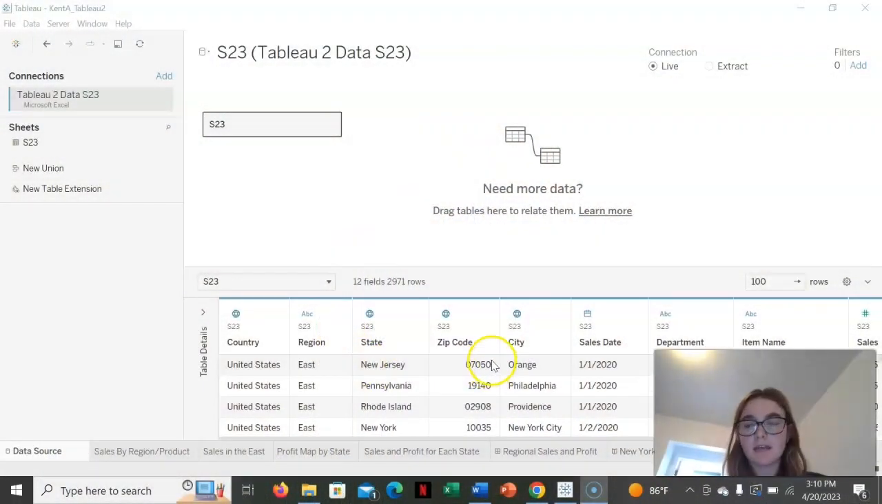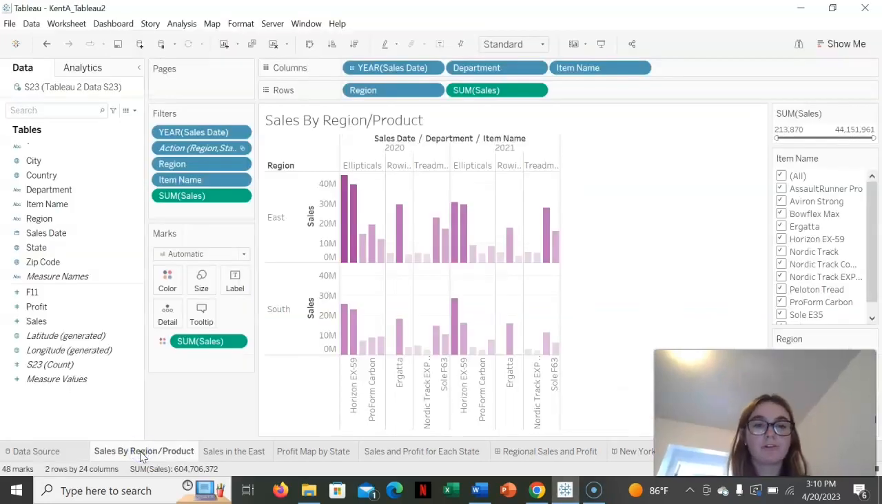So here's the data set that I used throughout my project, and I really utilized the regions of East and South in the departments, the item names, sales, and profits to complete the visuals created. So the first visual I have is the sales by region and product, which includes the regions of East and South, along with the different items and product names throughout the years of 2020 and 21.